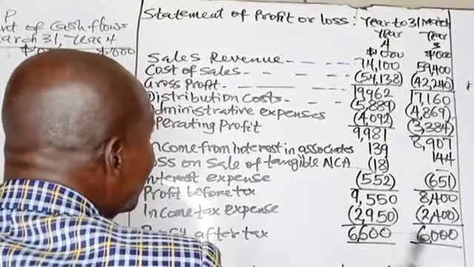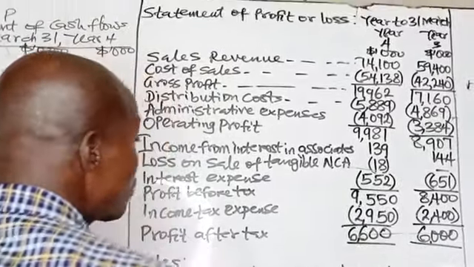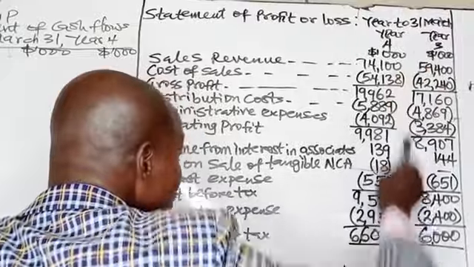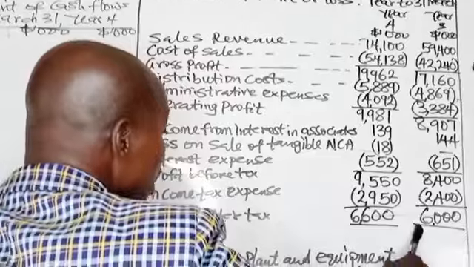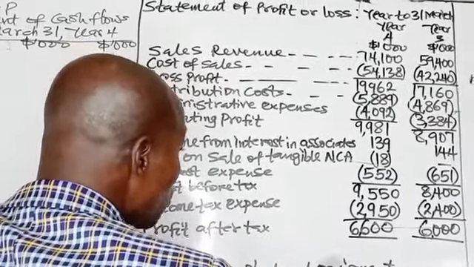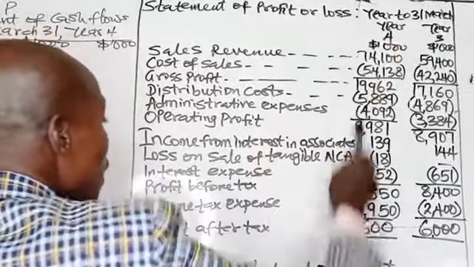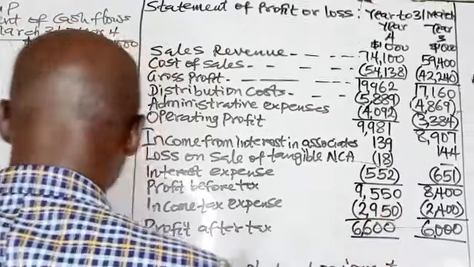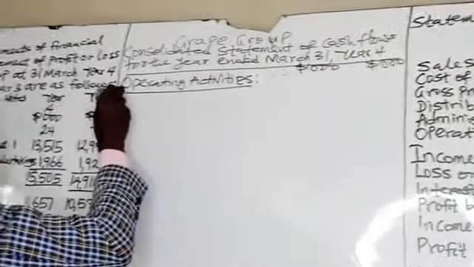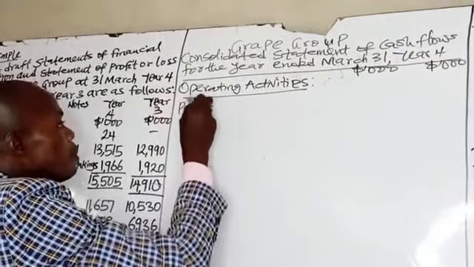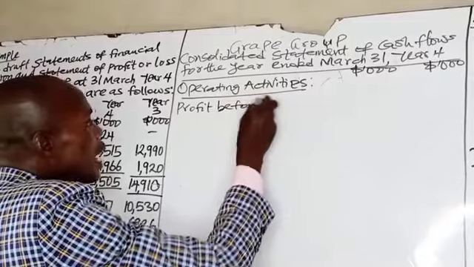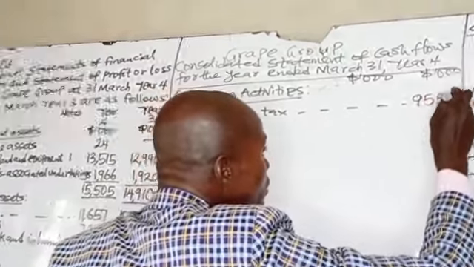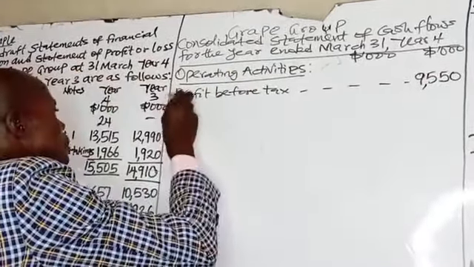Anytime you are given a comparative statement of profit or loss like this, the profit or loss for the preceding year is not relevant. This is just a comparative year. It's only the statement of financial position you will need for the 2 years. So that of year 4 alone will be relevant. So profit before tax, that is 9,550. So we have profit before tax, 9,550.